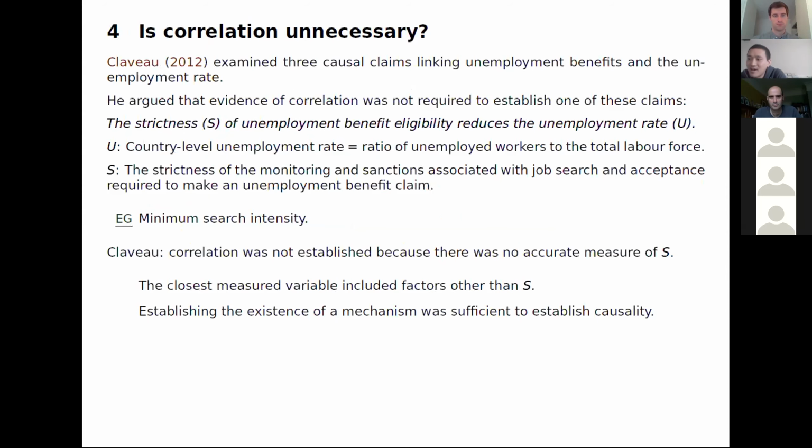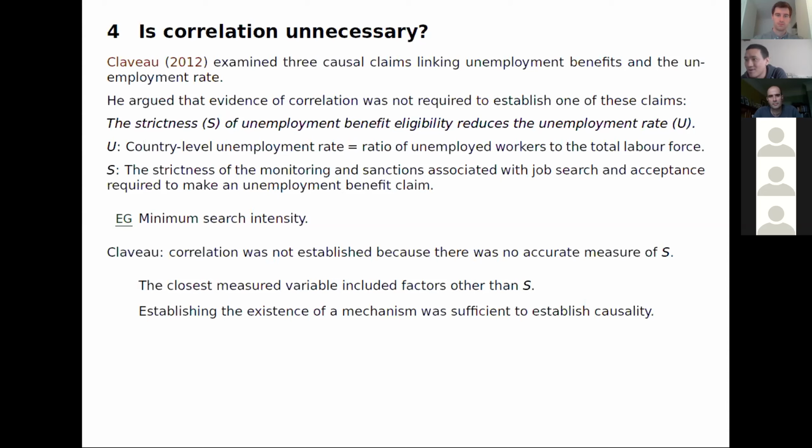And there is another objection to the necessity of the correlation evidence. For example, Clave challenged that claim. He considered a case study to do with employment and argued that the following causal claim was established without establishing correlation. The causal claim is that the strictness of unemployment benefit eligibility reduces the unemployment rate. Clave suggests that there is a consensus among economists that monitoring and sanction systems for unemployment benefits have a powerful effect on the unemployment rate.